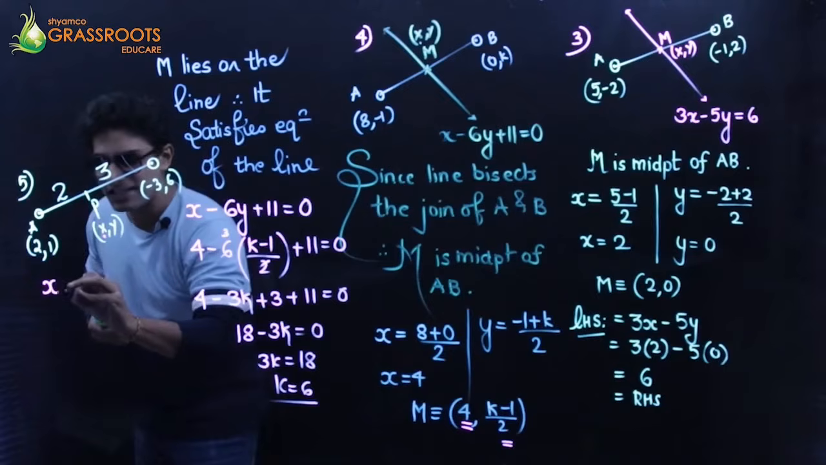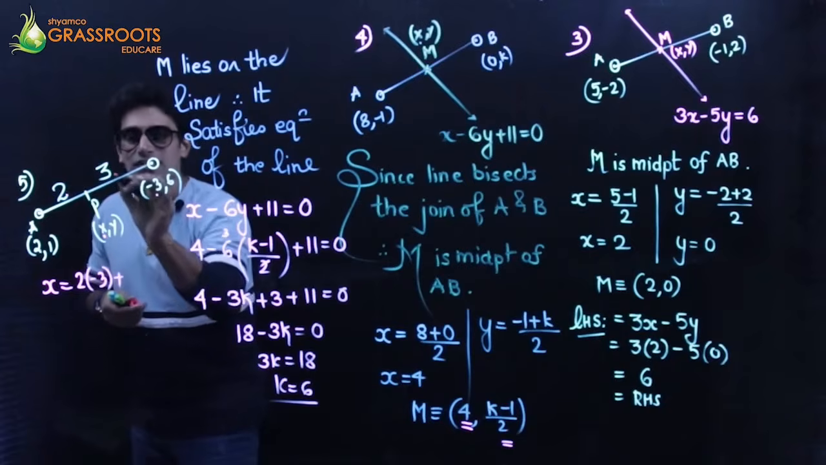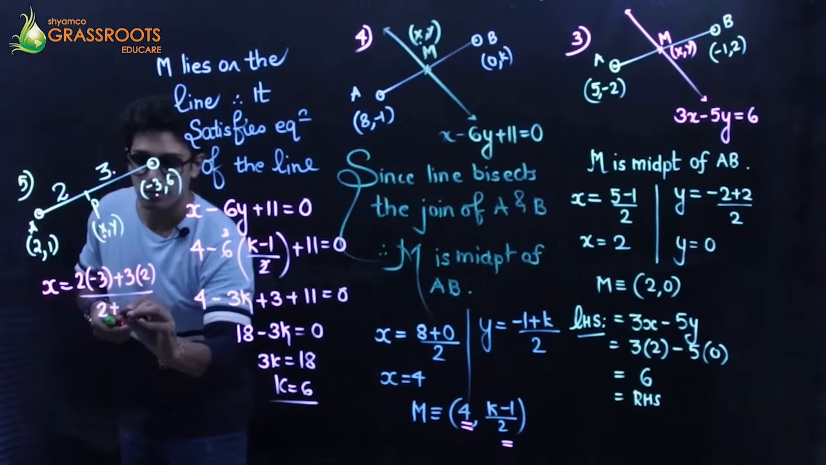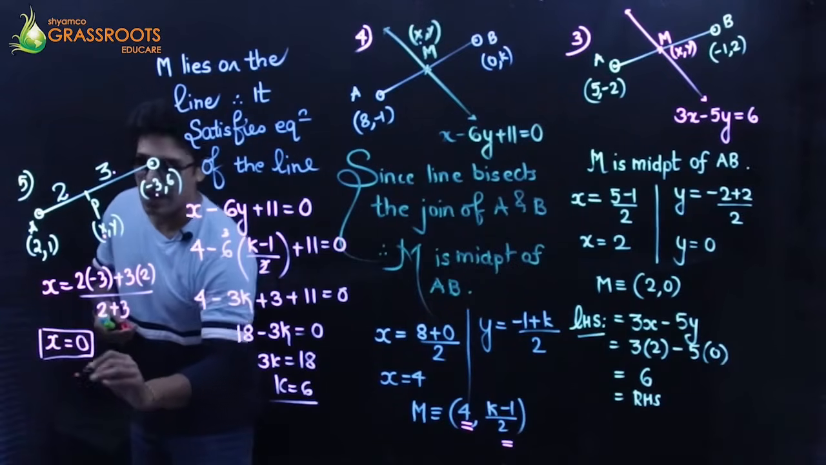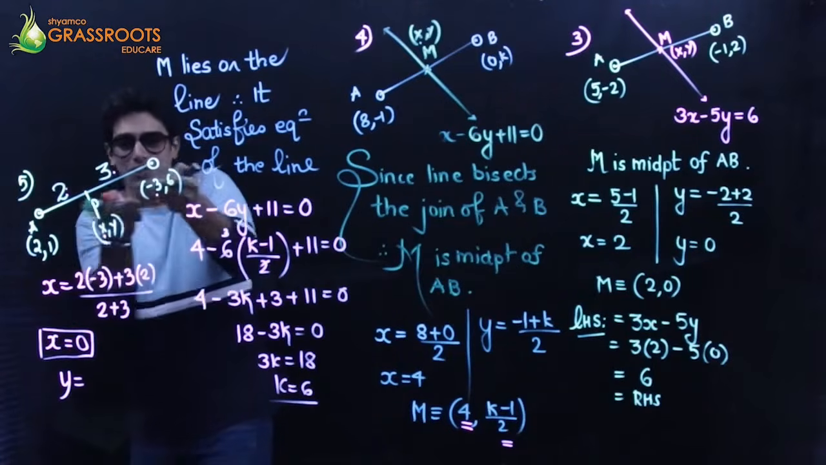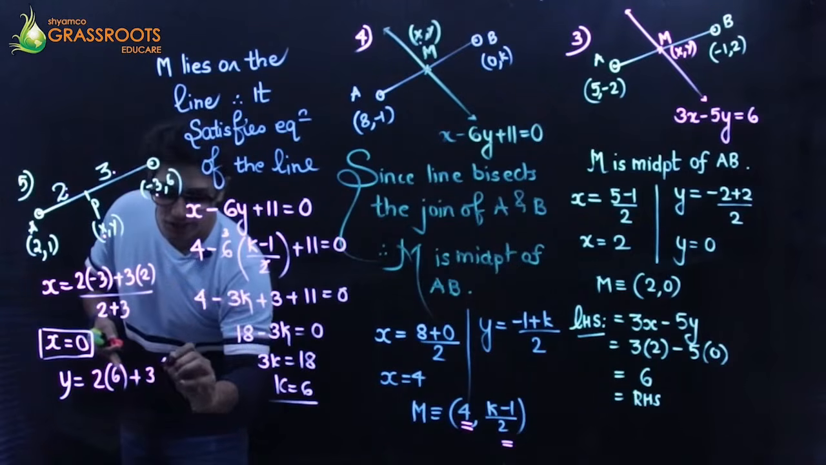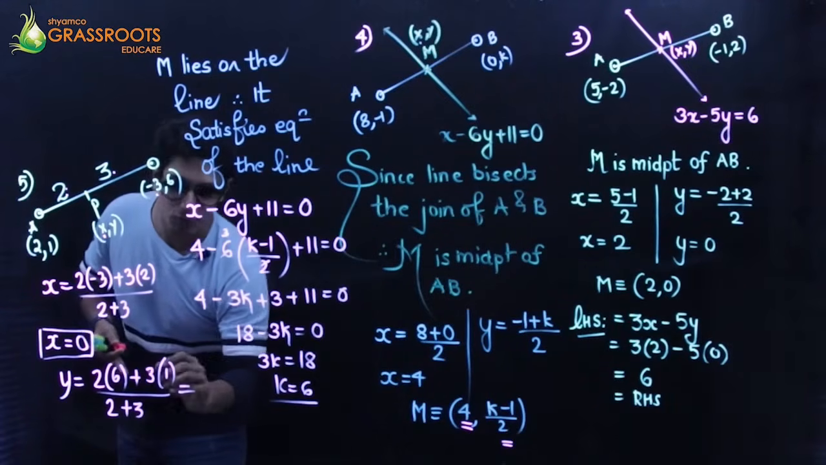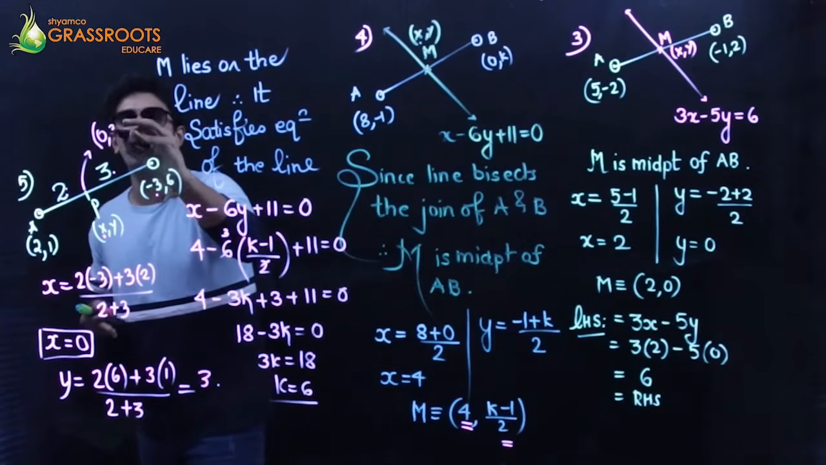Start from the center. x is equal to 2 into -3 plus 3 into 2, upon 2 plus 3. That is -6 plus 6, that's 0. And y is equal to 2 into 6, crisscross, 2 into the y coordinate plus 3 into this y coordinate, upon 2 plus 3. That's going to be 12 plus 3, 15 upon 5, which is 3. So can I say the coordinate of P is (0, 3).